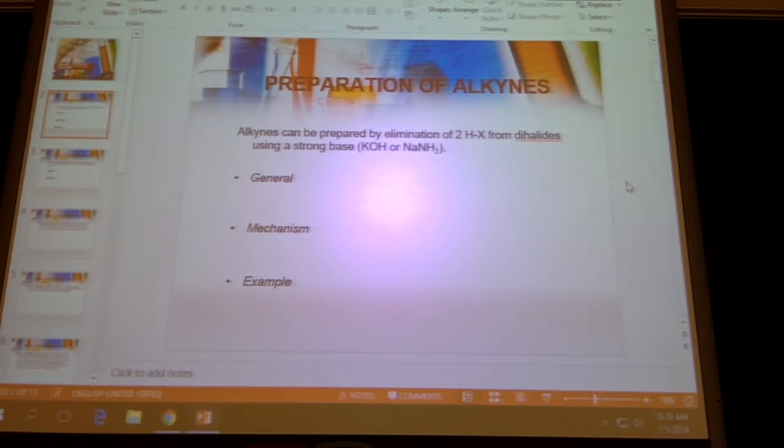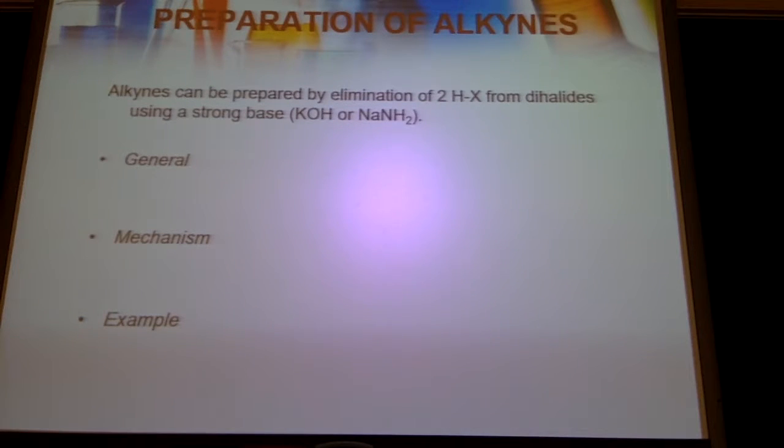So the first thing we do when we look at these different things is look at different ways to make that functional group. Then we'll look at reactions that that functional group can undergo. The first thing we'll do here is look at some different ways of making an alkyne. So alkynes can be prepared by elimination of 2 HX, so you need a dihalide, so you need 2 halogens attached to your alkyl halide using a strong base, and there are some examples of strong bases there, KOH or NaNH2.